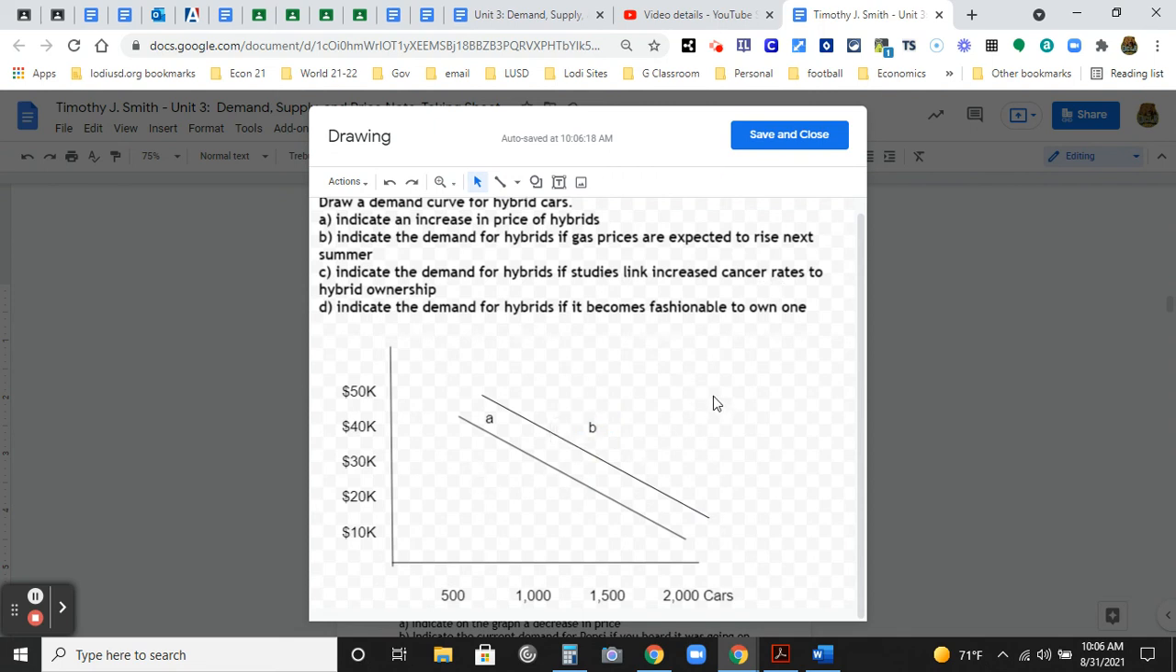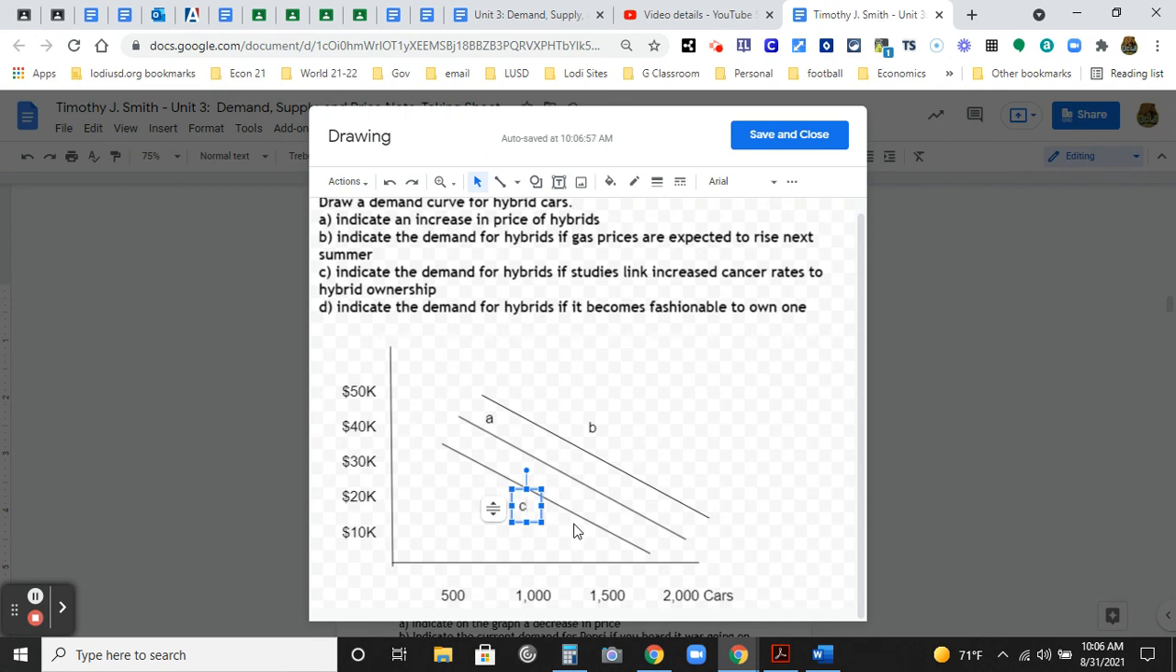Indicate the demand if studies link increased cancers to hybrid ownership. Okay, my last copy and paste was this line, so I just got to do it again. And then I'll throw it in right here. By the way, no one's linked this. This is not an actual true thing. Notice people are willing to pay less and buy less at each particular price. They would never sell it for zero, so we could shrink that up a little bit. And then I got to put in the letter C again, right? So let's do that.